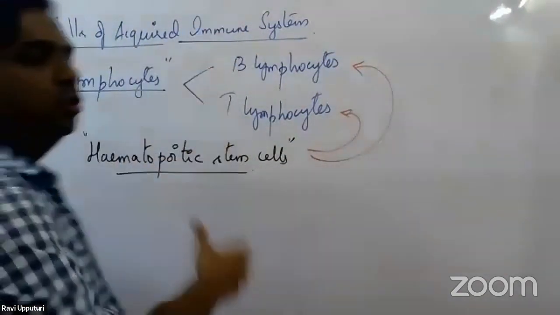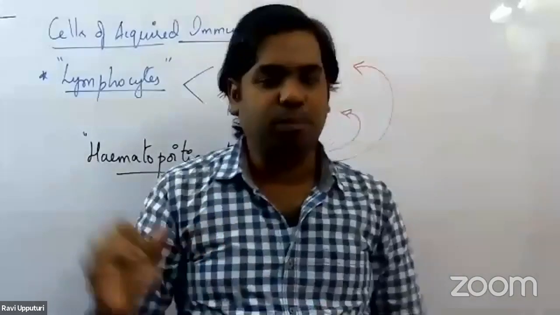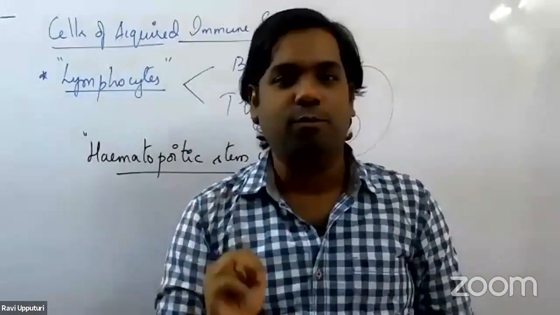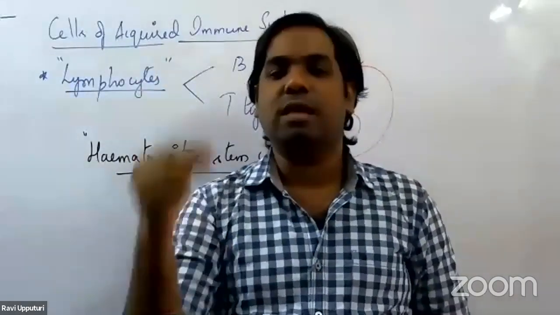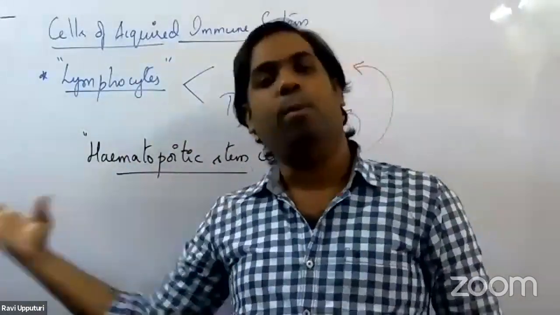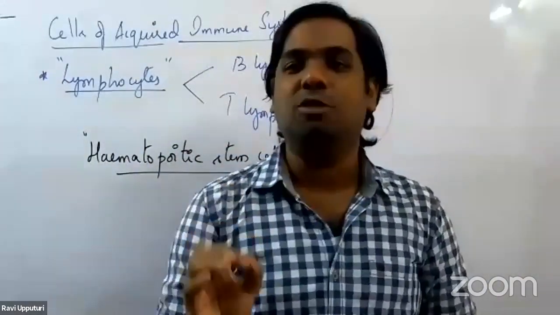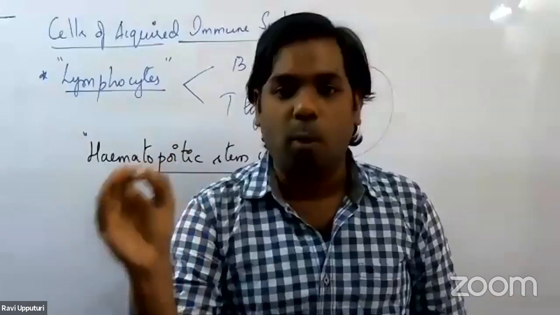So the major constituents of the acquired immune system are the lymphocytes. Two types of lymphocytes, the B lymphocytes and the T lymphocytes. Both of these lymphocytes are formed from the hematopoietic stem cells present in the bone marrow, more precisely speaking, present in the red bone marrow.